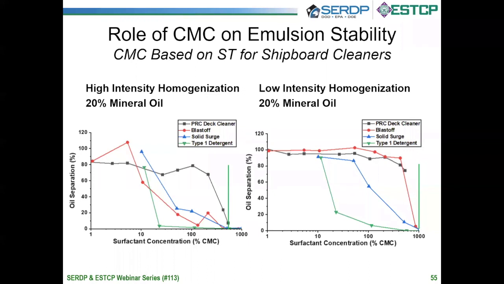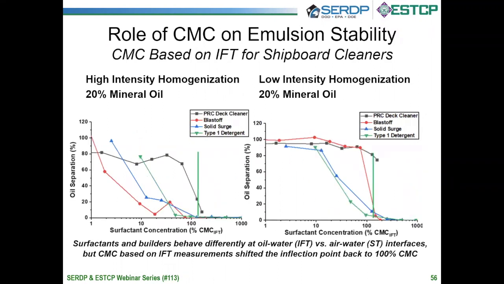CMC. So essentially, to determine CMC, you look at a range of different surfactant concentrations. The equilibrium point for surface tension or for interfacial tension is where the surfactant concentration reaches the CMC, the critical micelle concentration. And so using the interfacial tension, which is the oil-water interface versus the air-water interface for surface tension, we saw that inflection point shifted back to 100%, so closer to the CMC for the 4 different surfactants or cleaners that we investigated.